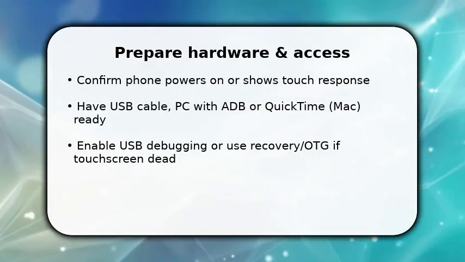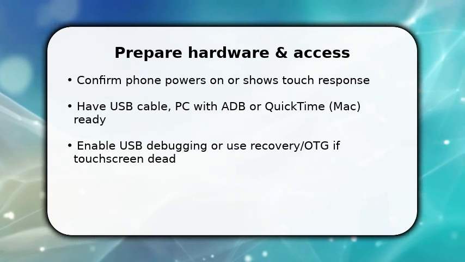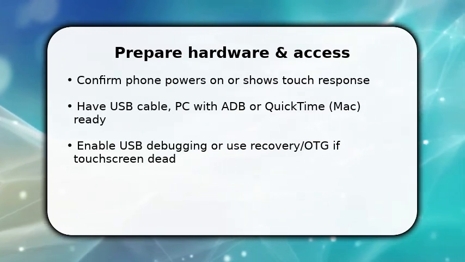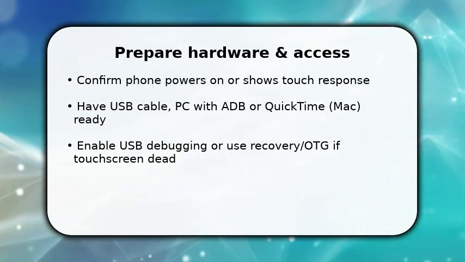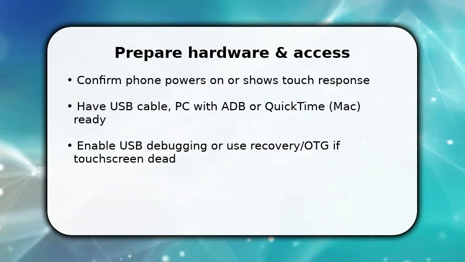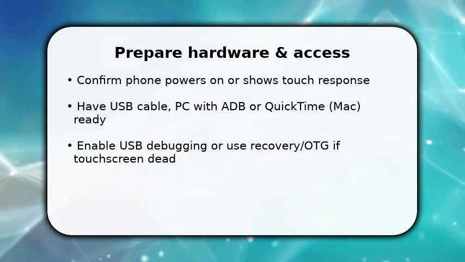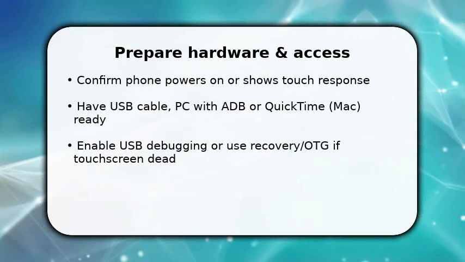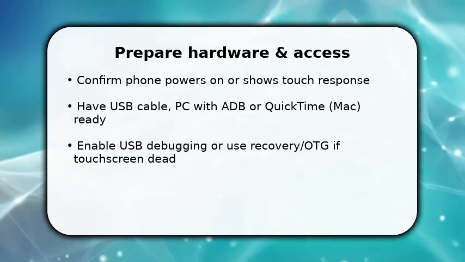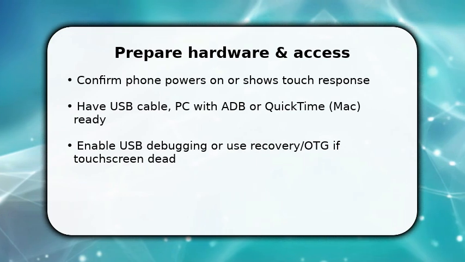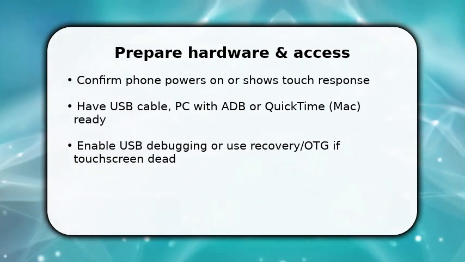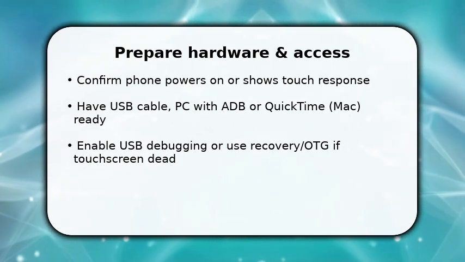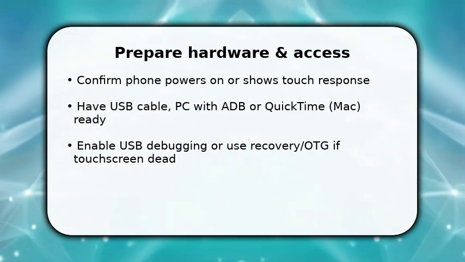You start by confirming the phone at least powers on. You need system access. If the screen is unresponsive, use an OTG adapter and a mouse to navigate, or boot to recovery/fastboot to enable ADB. Once connected, plug the USB cable into the PC and authorize the connection. Make sure drivers are installed. If on Mac, prepare QuickTime for camera input. These steps let you send commands and mirror the display. Act now to avoid later roadblocks.